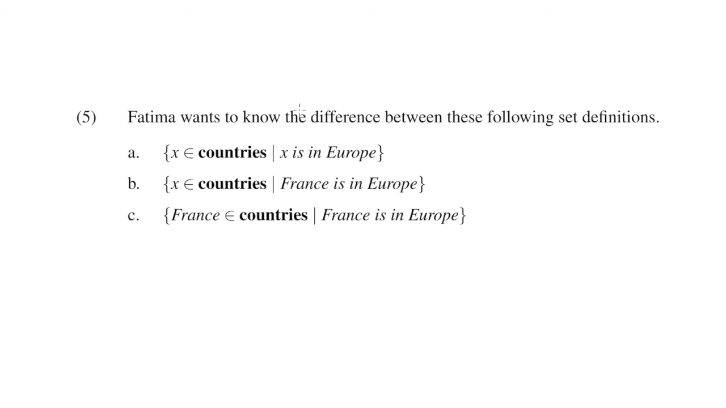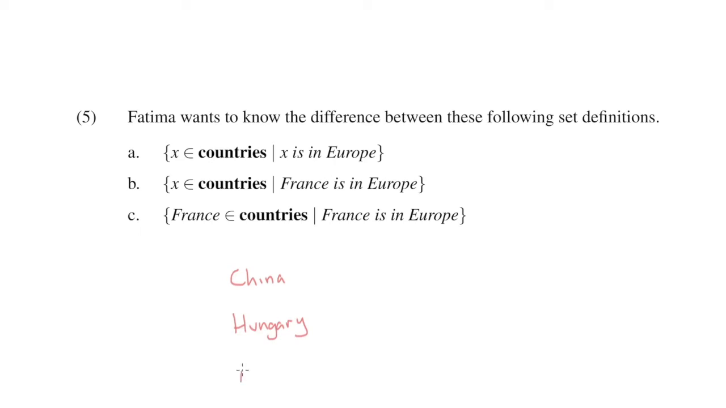Okay, so let's look at an example here. Fatima wants to know the difference between these following set definitions. X is in countries and X is in Europe; X is in countries, France is in Europe; and France is in countries, France is in Europe. I think the best approach here would be to try out a bunch of different values. Let's try out China. That's a country, but it's not in Europe. Then let's try Hungary. That's a country and it's in Europe.